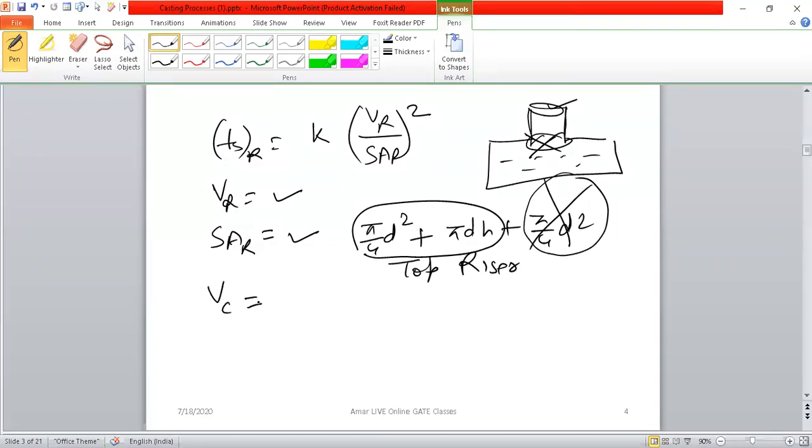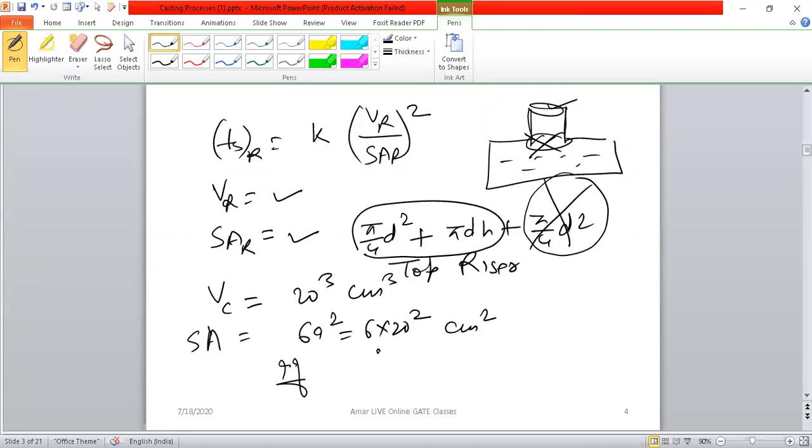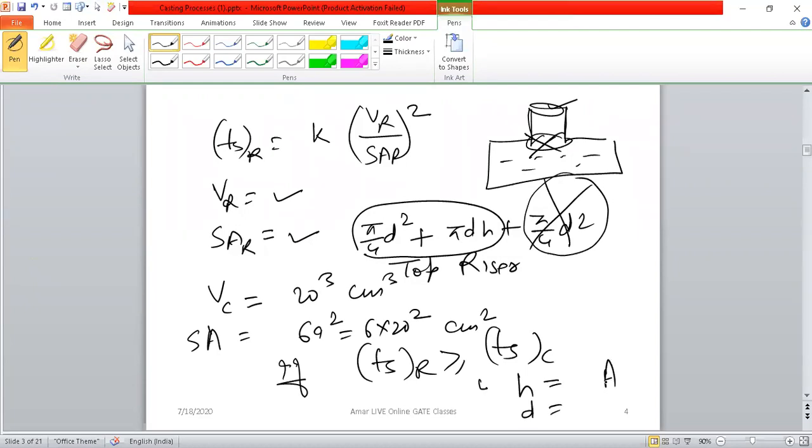Then the volume of the casting, you know, is 20, and the surface area of the casting is 6a squared, that is 6 into 20 squared, in centimeter square, and this is centimeter cube. If the solidification time of the riser is greater than the solidification time of the casting, then the H and D values we got from this are correct. Then this is the answer. But if this is not satisfied, then it means your riser is not sufficient.